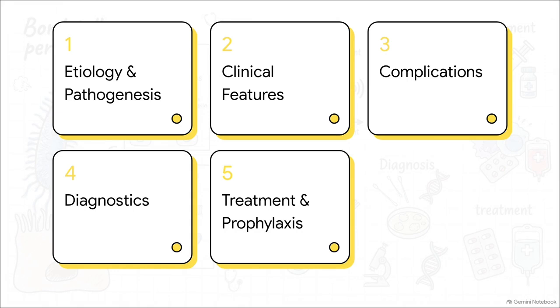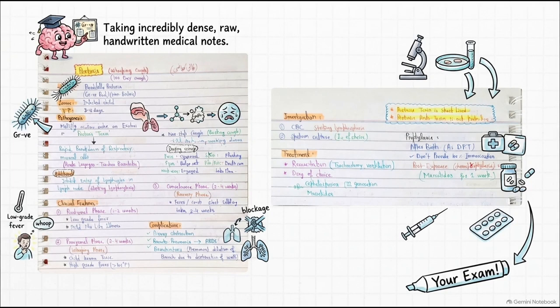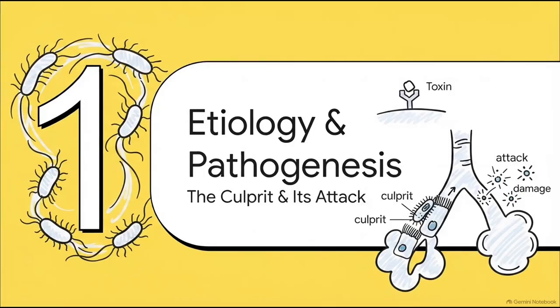Here's our roadmap for this explainer. We'll hit etiology and pathogenesis, then clinical features and stages, move on to complications, dive into diagnostics, and wrap up with treatment and prophylaxis. We're taking some incredibly dense, raw, handwritten medical notes. You know the ones, just packed with testable facts. And we're transforming all that raw data into a clear, structured narrative to help you actually retain this stuff and ace those exams.